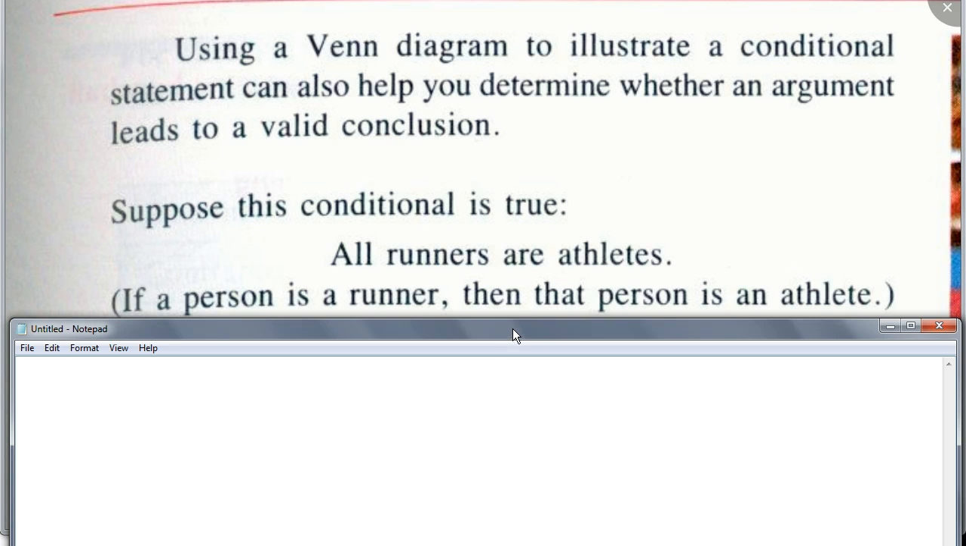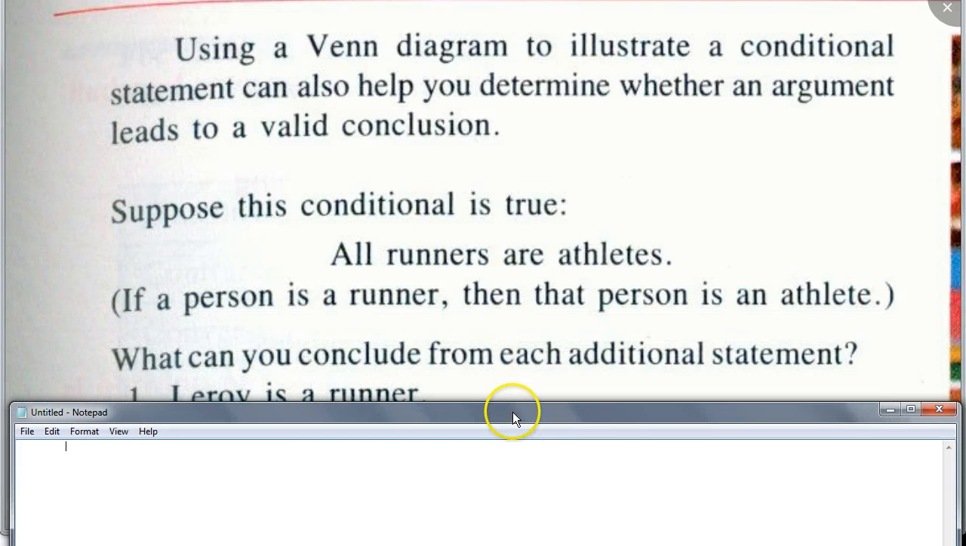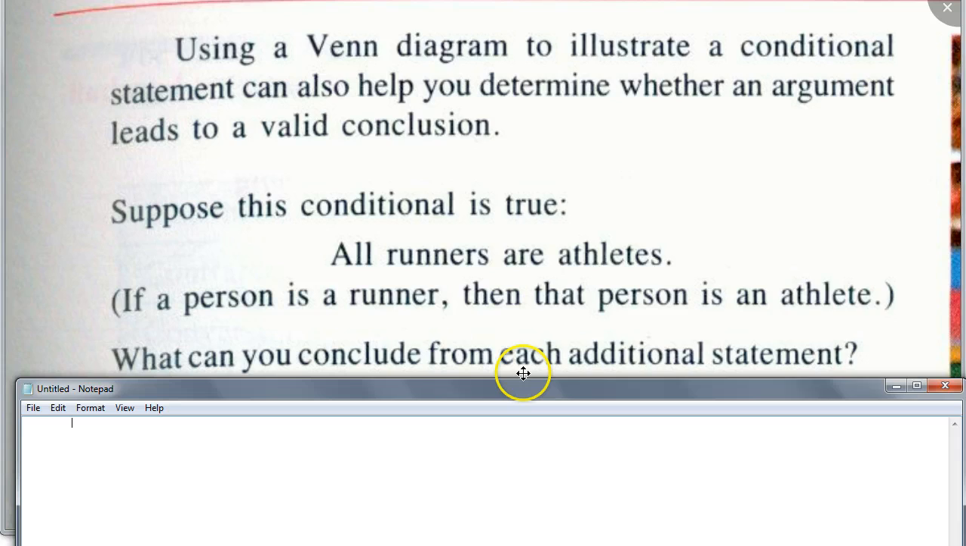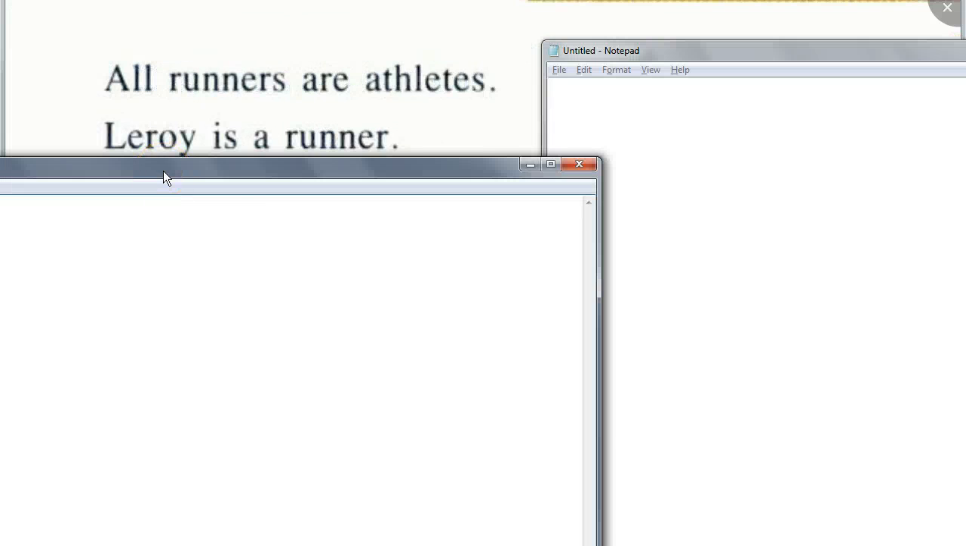So let's say this is true. Knowing this, I'm going to give you some additional statements and see if you can figure out whether each leads to a conclusion. So we have this statement, all runners are athletes, and I told you that Leroy is a runner. What can you conclude from this additional statement?